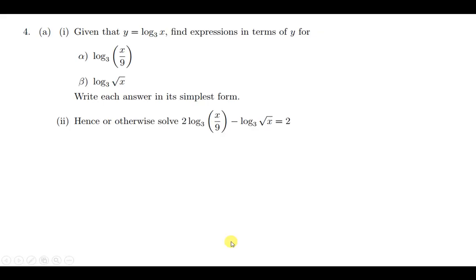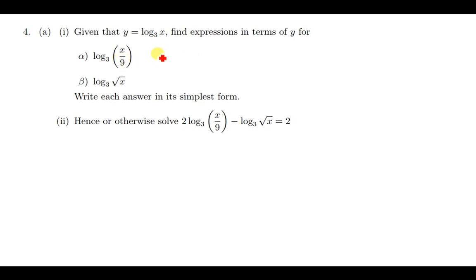Okay, so we have this question here on logarithms. Given that y is equal to log x base 3, find expressions in terms of y for log x over 9.